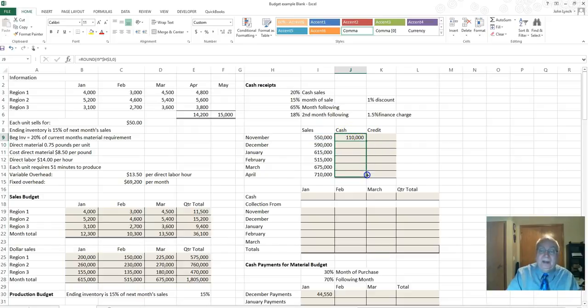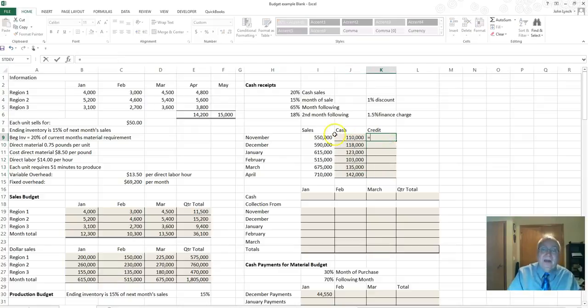And then what we'll do is copy that down. Because what we want is the credit sales. And that'll be the 550 minus the 110. Because that's our credit sales. And we copy that down, or you subtract them, and you can do it either way.